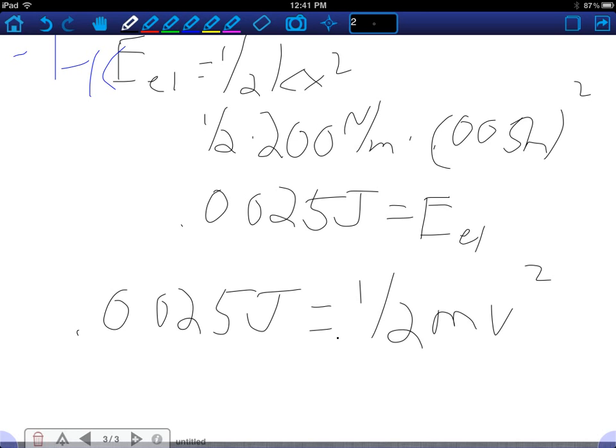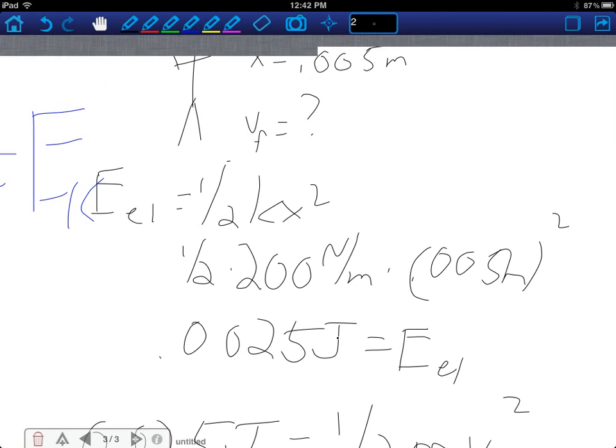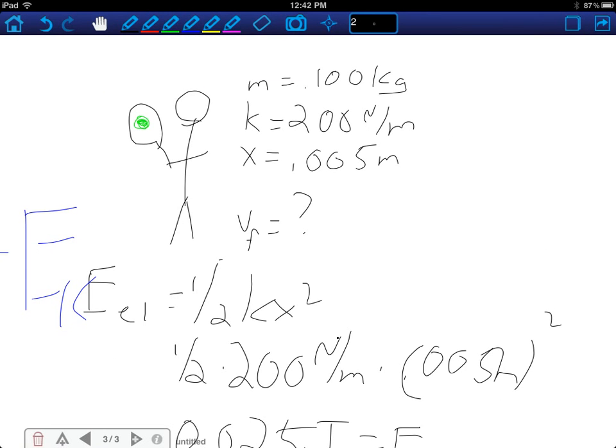So that would be 0.025 divided by 0.5, divided by, what was the mass of that? 0.1. Divided by 0.1, with the square root of that number.